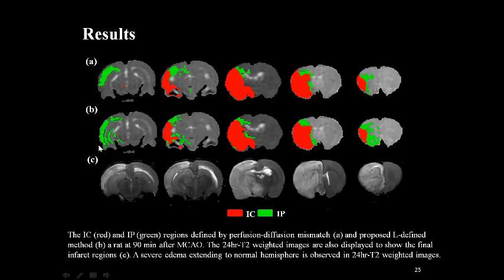The RL-defined maps of IC and IP, as compared with the corresponding perfusion-diffusion defined IC and IP of a rat, suggest that the RL-defined maps can segment the ischemic regions into IP and IC. The T2 weighted image at 24 hours showed complete infarct of the ipsilateral MCA territory.